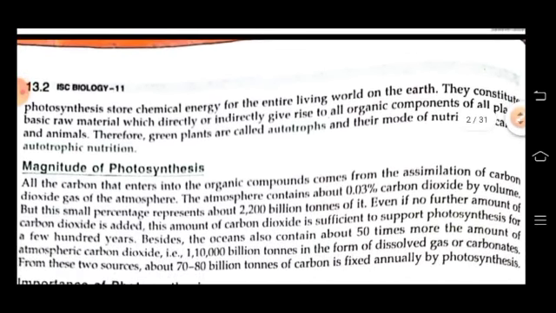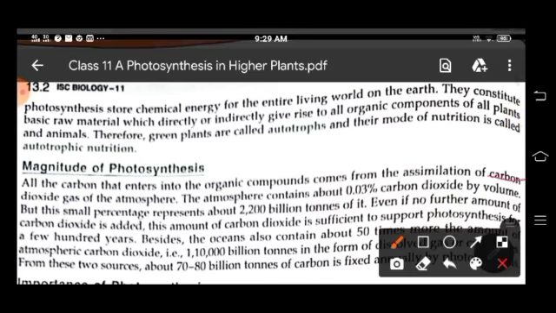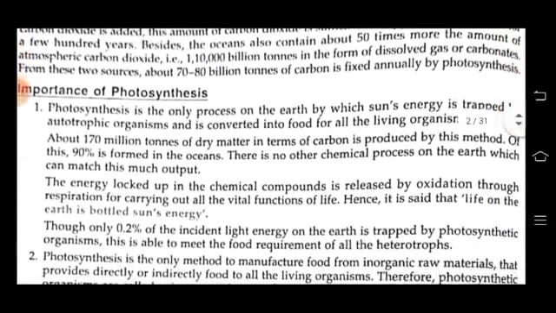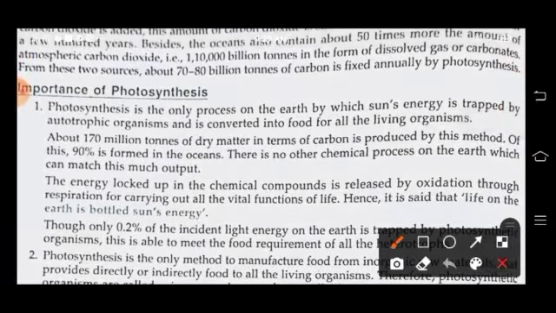Now all the carbon that enters into the organic compounds comes from the assimilation of carbon dioxide gas of the atmosphere. The atmosphere contains about 0.03% carbon dioxide per volume, but this small percent represents about 2,200 billion tons of it. Now what is the importance of photosynthesis? Photosynthesis is the only process on earth through which sun energy is trapped by chlorophyll, and it produces food which is used for all living beings.